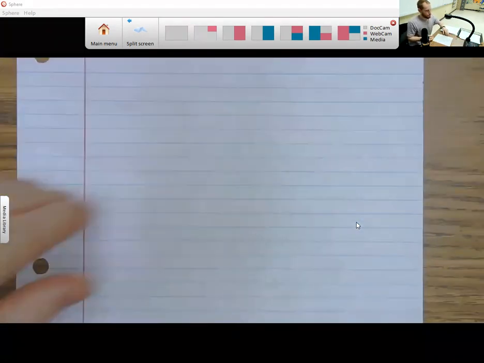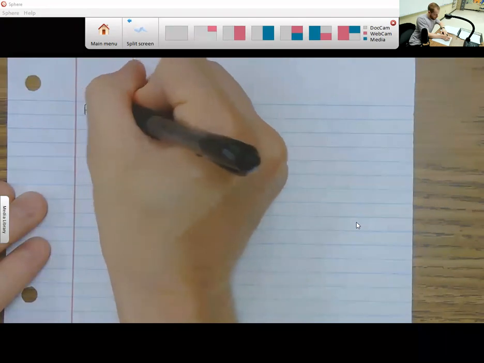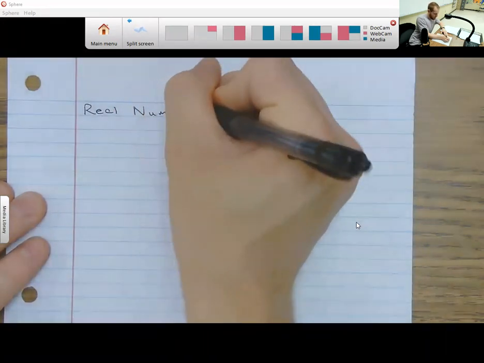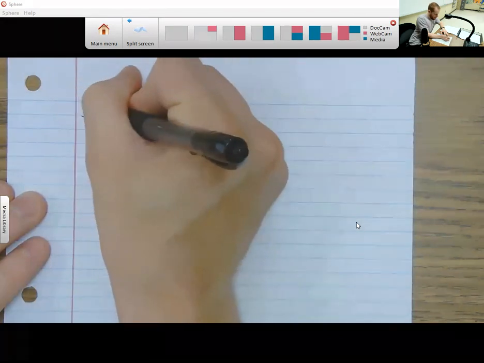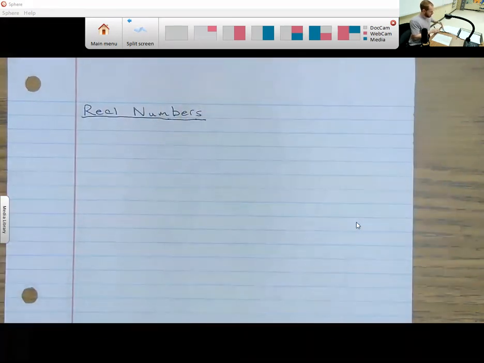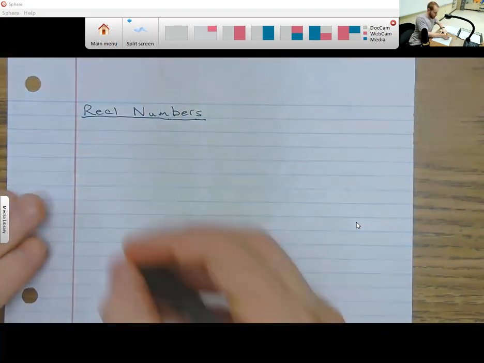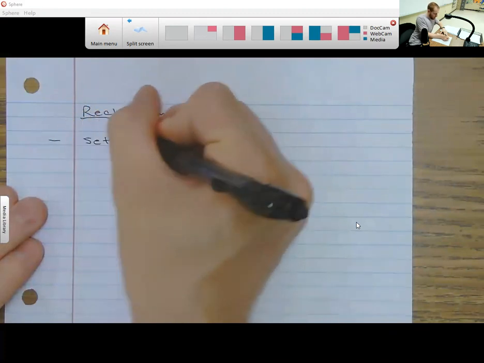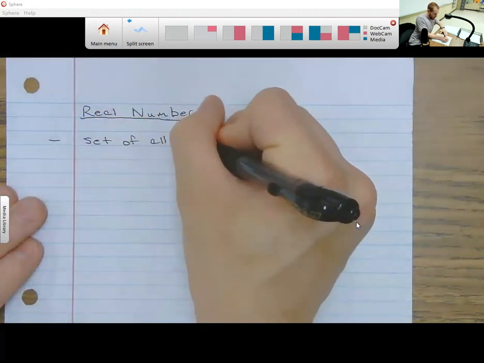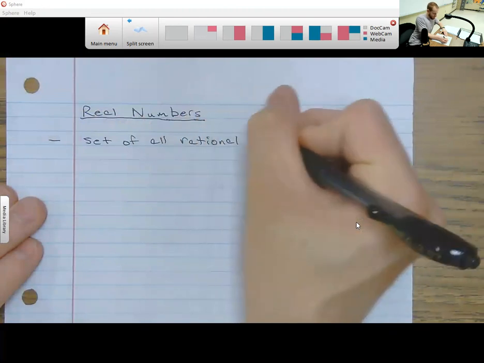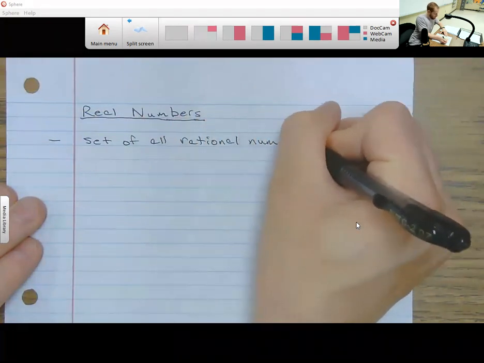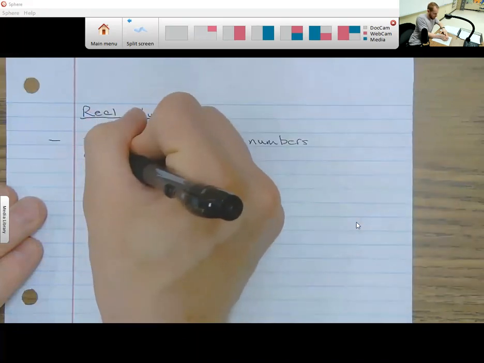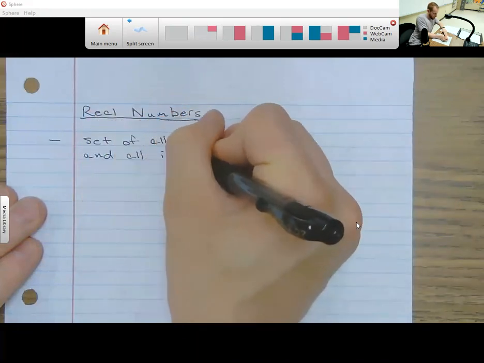The real numbers. And I'll zoom in for this one. Okay, so what can I say about the real numbers? Well, it's the set of all rationals and irrationals. So this is the set of all rationals, all the rational numbers, and all irrational numbers.